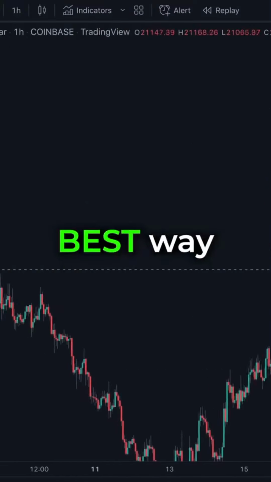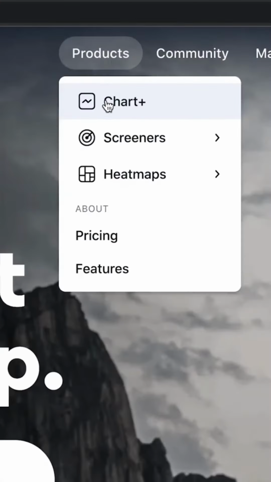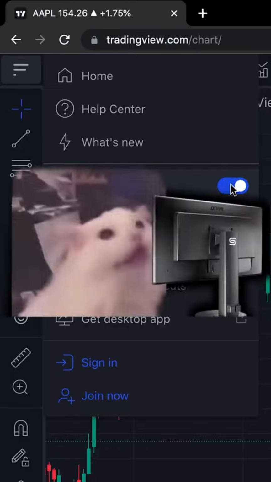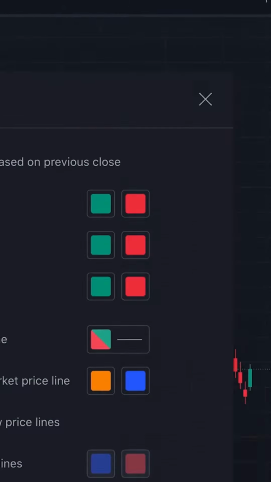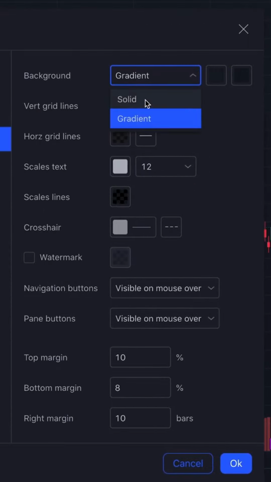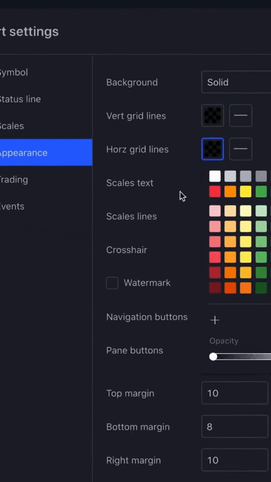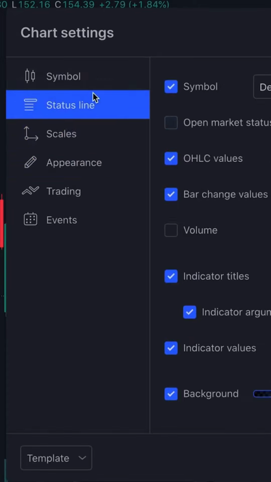Here's the absolute best way to set up your TradingView charts in 60 seconds. First, go to their website or mobile app and then click Chart. Turn on the dark mode so we don't blind our eyes, and then go to the chart settings and click Appearance. You can set your chart background to any color, but I just prefer the solid black. Next, you're going to want to turn the opacity down on your grid lines and then turn off all of this extra stuff in the other sections above.